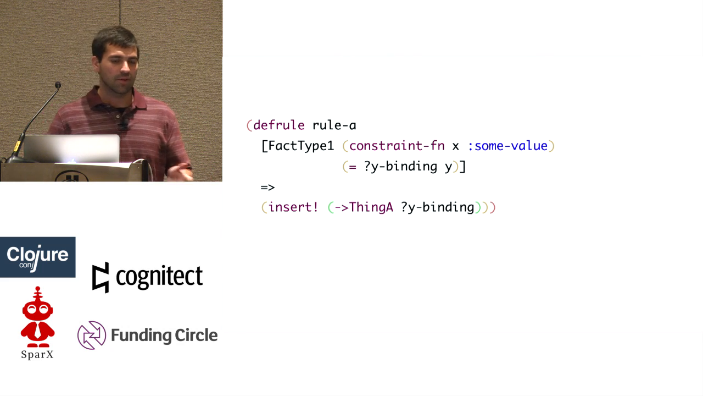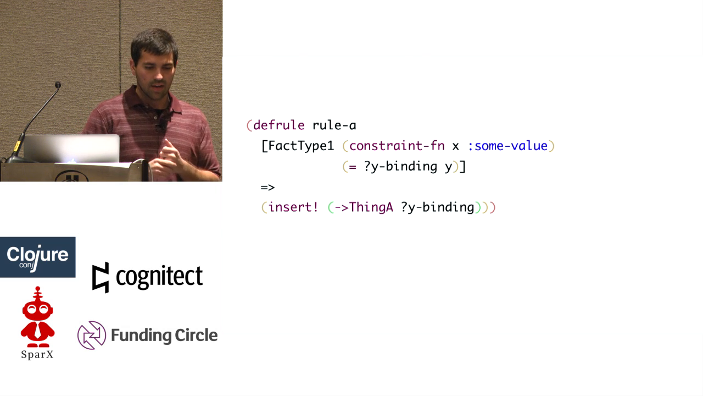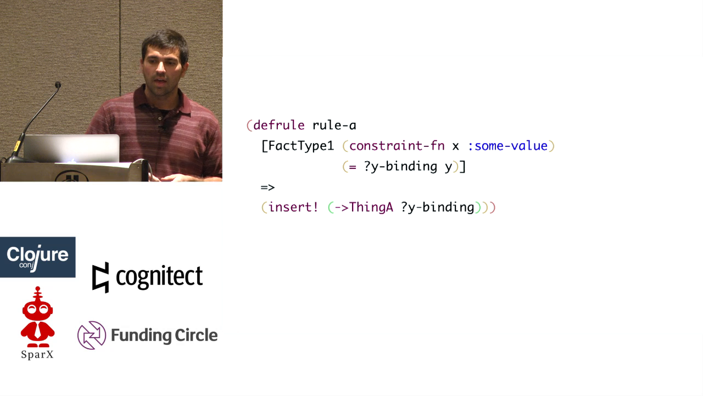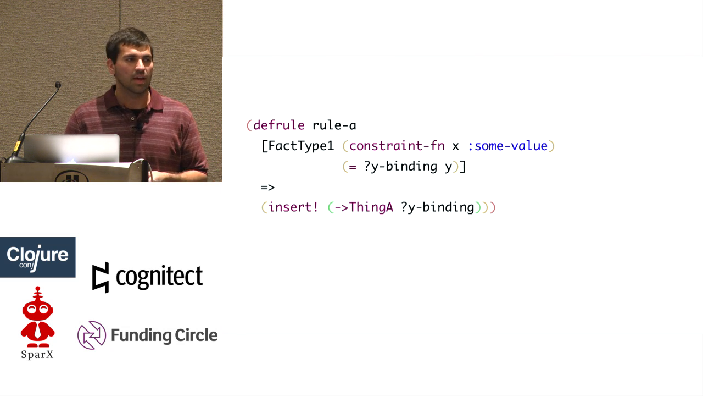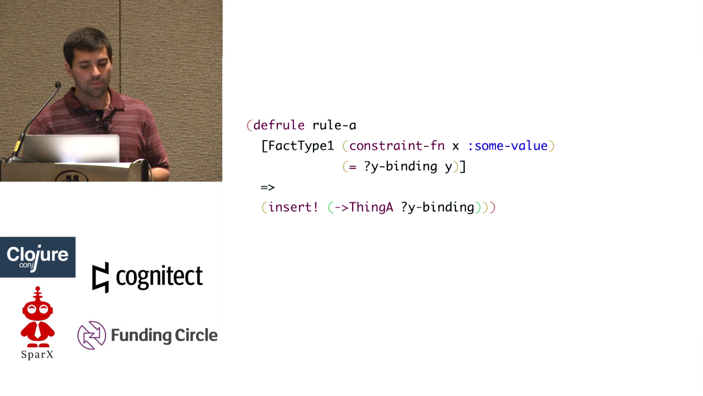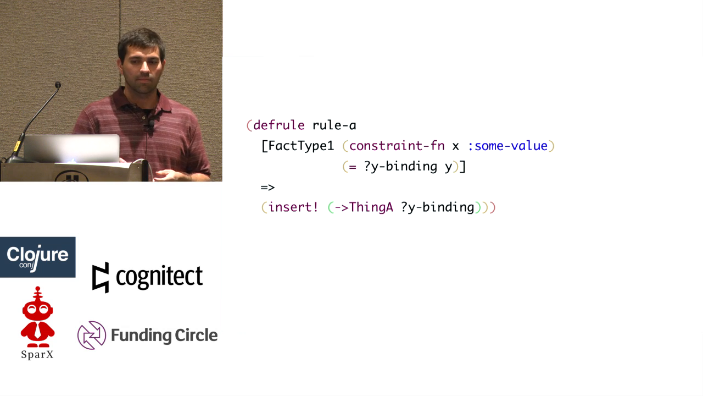You can use any chain of functions you want right here. And your functions are just going to act as a predicate. So nil and false are false, everything else is true. And the x is referring to the field named x of the fact that we're talking about. So the Clara rule syntax does allow you to access fields directly by their name. But other than that, the function call is natural.